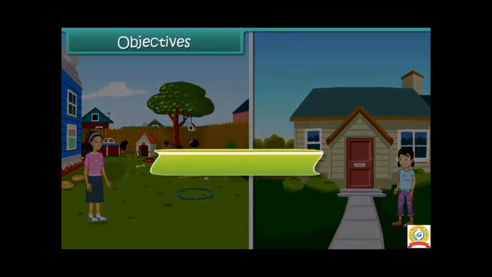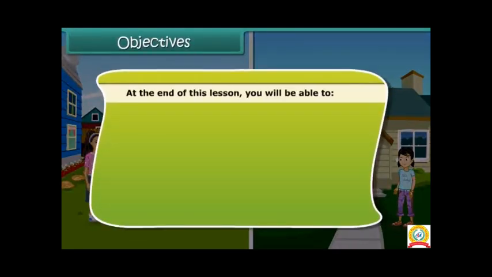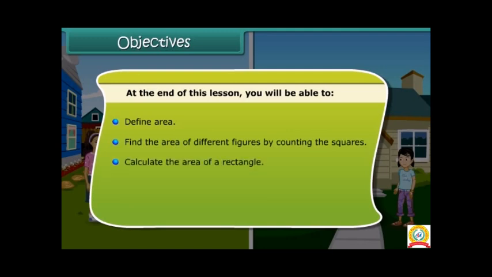Objectives. At the end of this lesson, you'll be able to define area, find the area of different figures by counting the squares, calculate the area of a rectangle, calculate the area of a square, and calculate the area of composite figures.